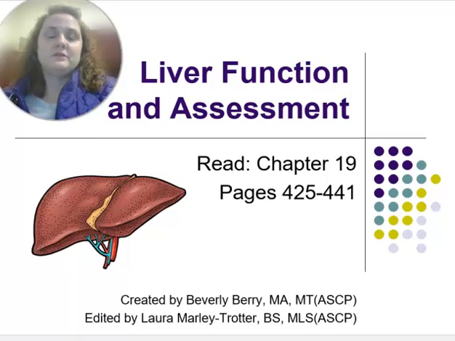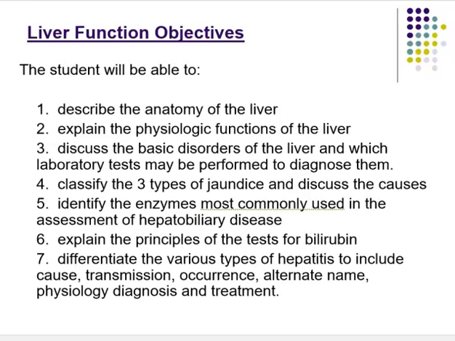In this lecture series, it's going to be divided up into 3 parts, and in this first part, we're going to be talking about liver anatomy, function, and also different categories of jaundice. Here are the objectives for this lecture. If you would like to pause and read through those on your own, you can at this time.